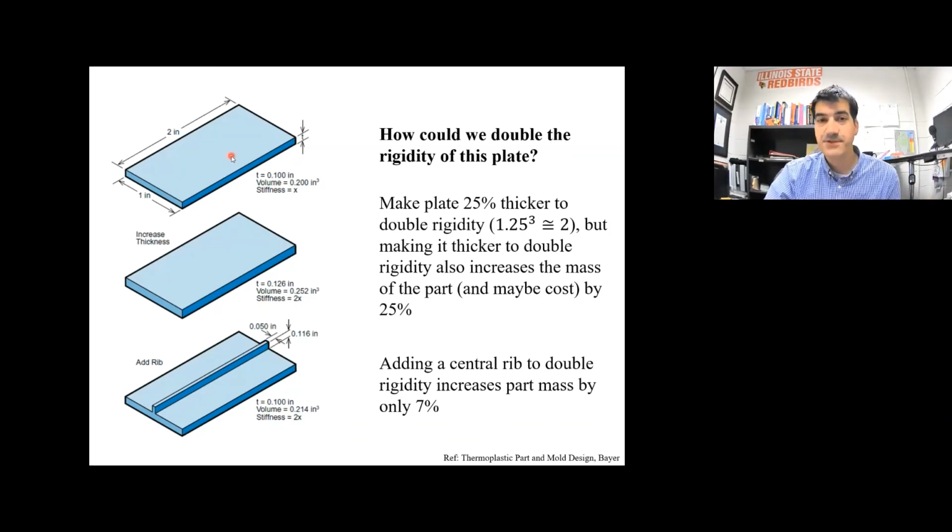So if you want to make this plate twice as rigid, there is an alternative to making it 25% thicker. You can also add a center rib like is shown right here. And you can do the math and figure out what would increase the rigidity by a factor of 2. But as an example here, if you made this rib 0.05 inches wide, then you could make it 0.116 inches tall, and that would also increase the rigidity of this plate by a factor of 2.